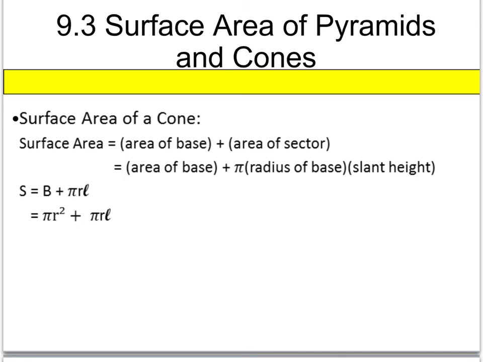So essentially you have the area of the base. What's the area of a circle? Pi r squared, plus pi times the radius times the slant height. Know this formula: pi times radius squared plus pi times radius times slant height. Now, trying one example. Remember that formula. Don't forget it.